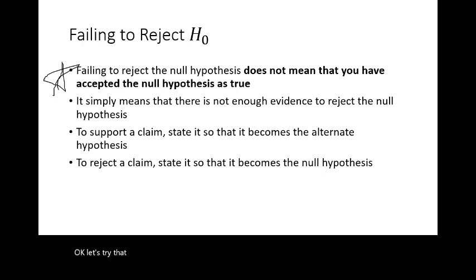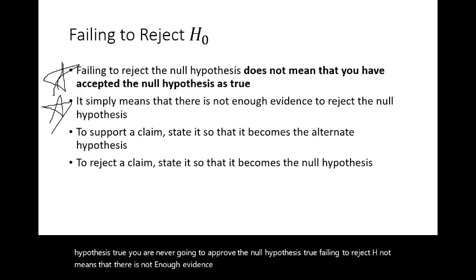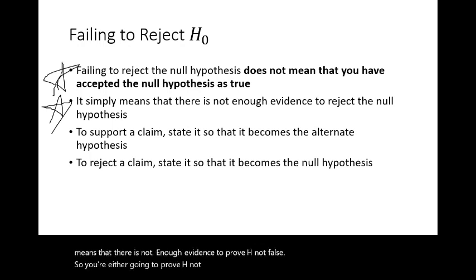If you fail to reject the null hypothesis, that does not mean you prove the null hypothesis true. You are never going to prove the null hypothesis true. Failing to reject H0 means that there is not enough evidence to prove H0 false. So you're either going to prove H0 is false, or you're not going to have enough evidence to prove it is false. You will never prove H0 true.